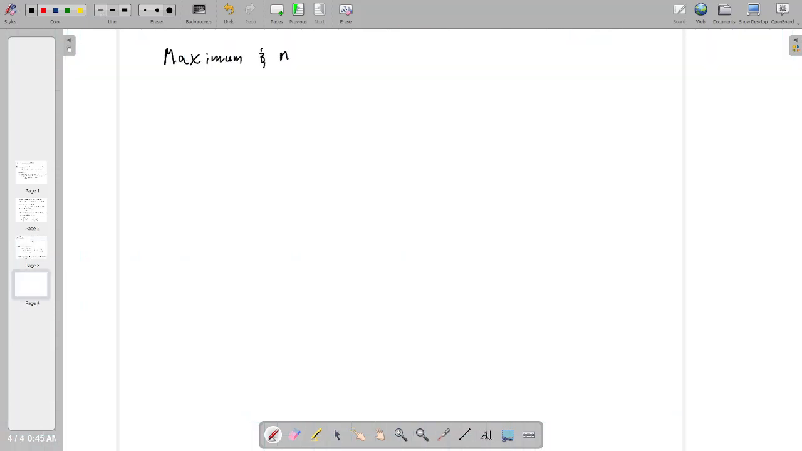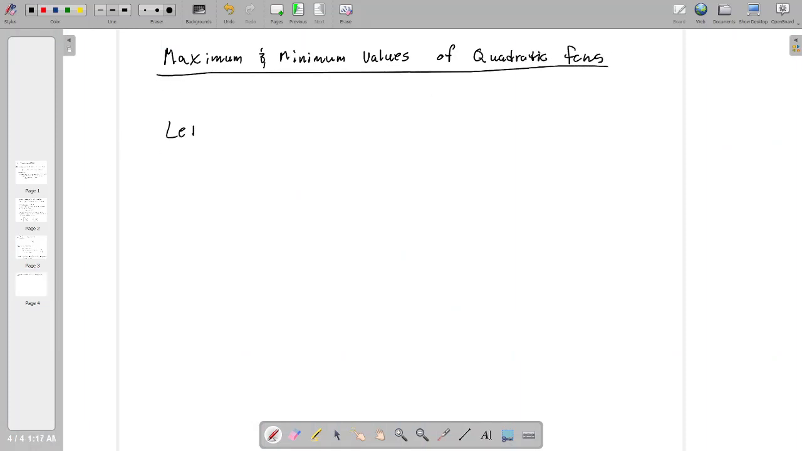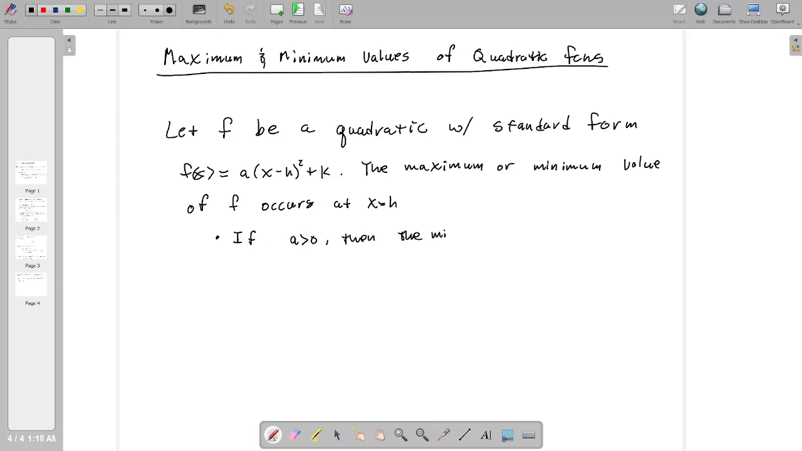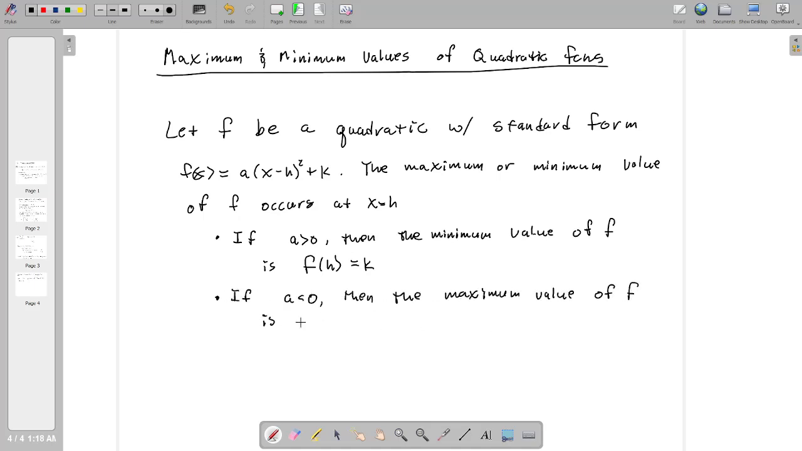Now, the next topic I'm going to talk about is maximum and minimum values of quadratic functions. Let f be a quadratic with standard form f of x equals a times x minus h quantity squared plus k. The maximum or minimum value of f occurs at x equals h. If a is greater than 0, then the minimum value of f is f of h equals k. If a is less than 0, then the maximum value of f is f of h equals k.